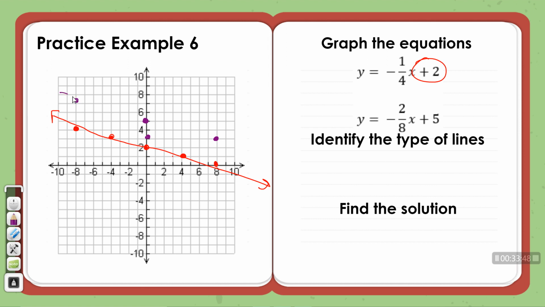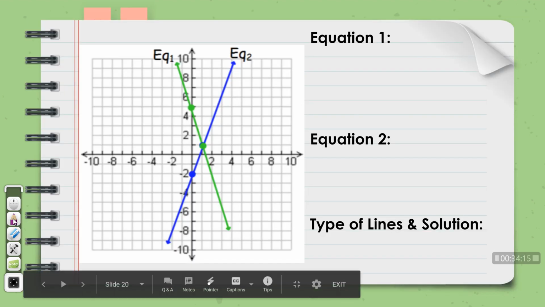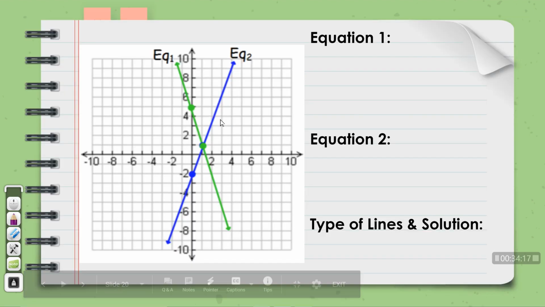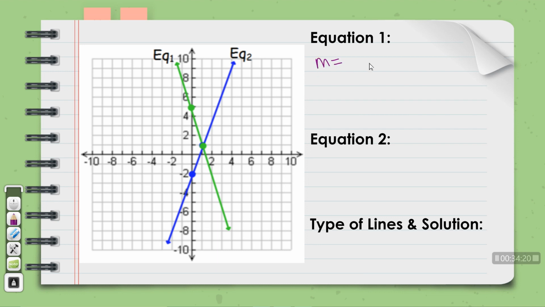All right, so what type of lines do we have? Parallel. And how many solutions? No solutions because they never intersect. Same slopes, different starting points, different y-intercepts. So we can kind of start to identify this before we even graph them, right? All right, the last thing is they're going to give us the lines and we need to write the equations. So we need to identify the 2 main parts and then we can write our equation, right?